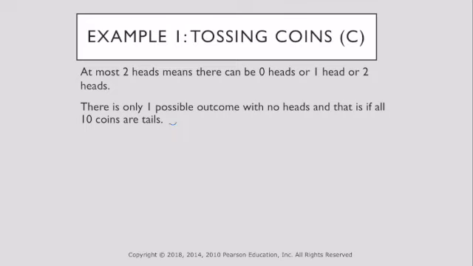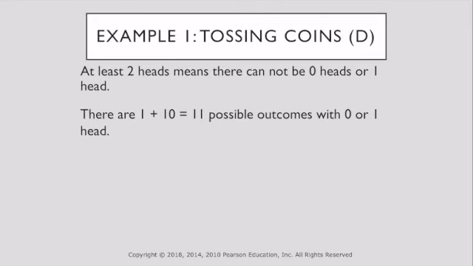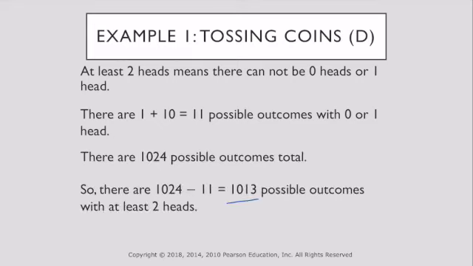At least 2 heads means it cannot have 0 heads or 1 head. So there are 1 plus 10 possible outcomes with 0 or 1 head. Because there are 1,024 outcomes total, we're going to take that and subtract the 11. So there's 1,013 possible outcomes with at least 2 heads. At least means there must be at least 2, but there could be 3, there could be 5, there could be 7. So that's why this number is so large.